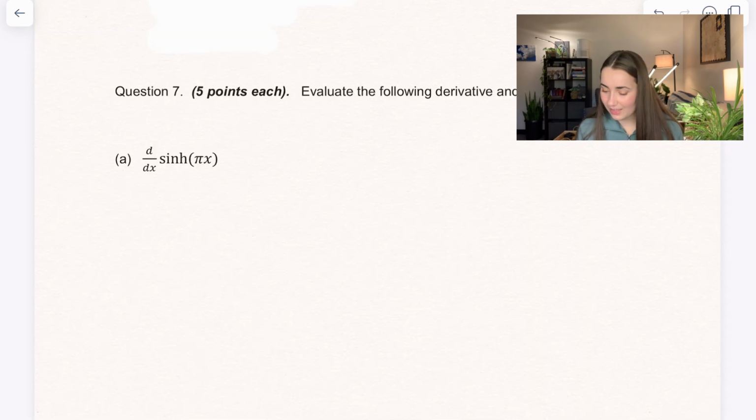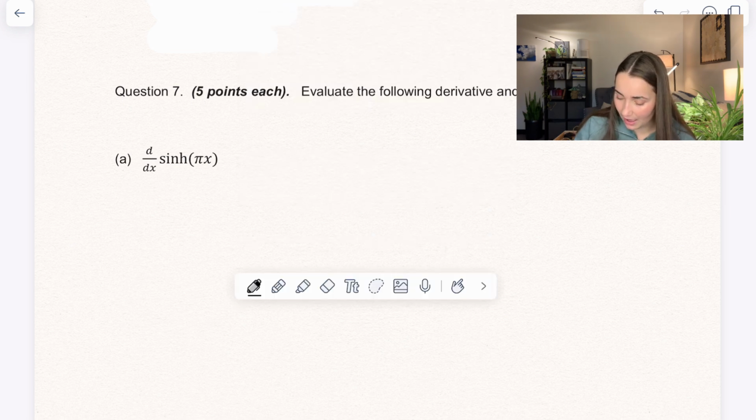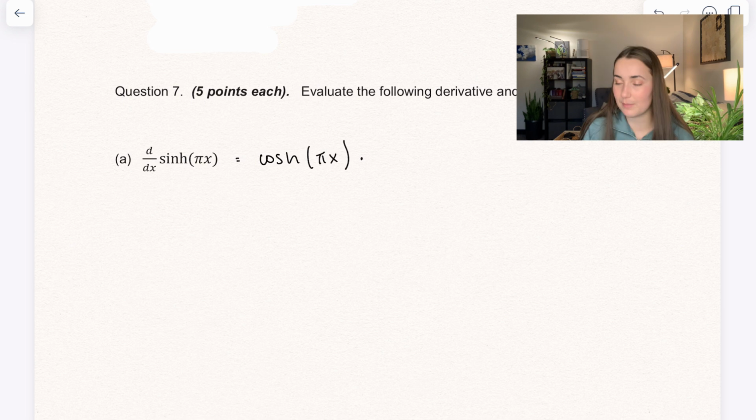Question 7, we're going to evaluate the following derivative and indefinite integral, hyperbolic functions. So here we want to take the derivative of hyperbolic sine of pi x. So let's go ahead and use chain rule. We're going to do the derivative of the outside, so we get cosh of pi x. And now we need to multiply by the derivative of the inside, which is just going to be pi. Or if you wanted to write it, you could write it as pi times cosh of pi x. And that right there is our solution.